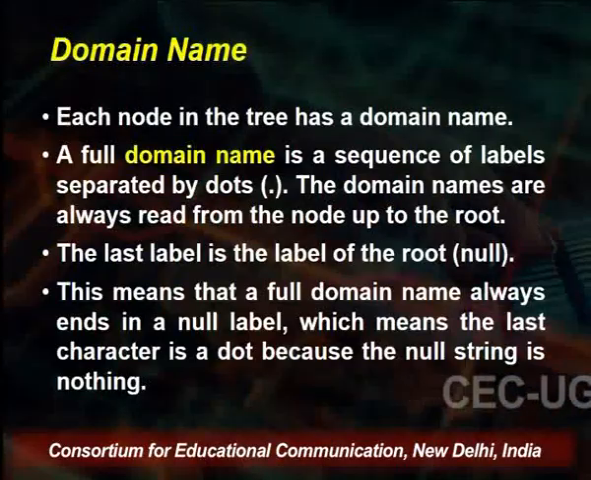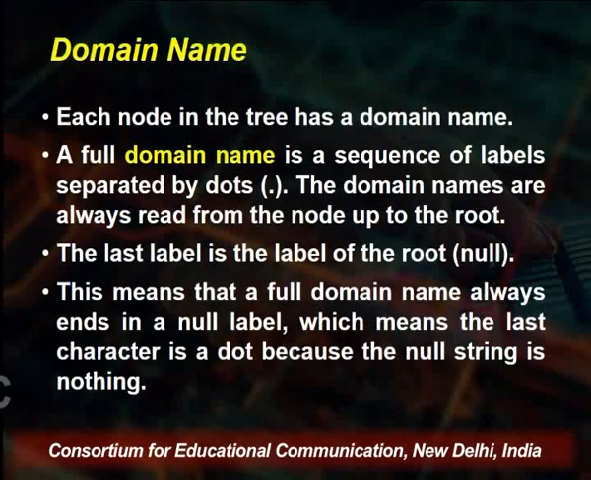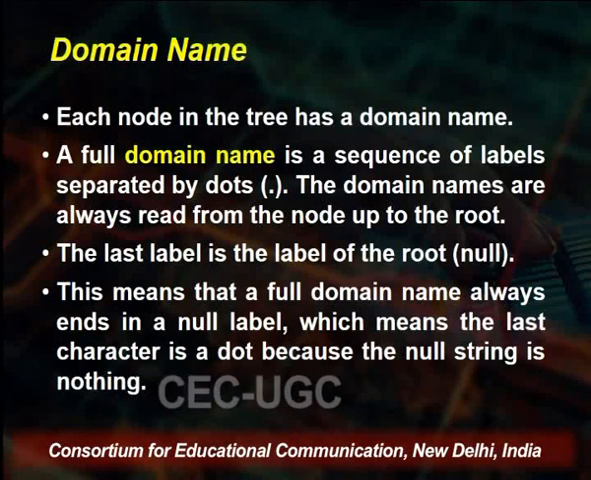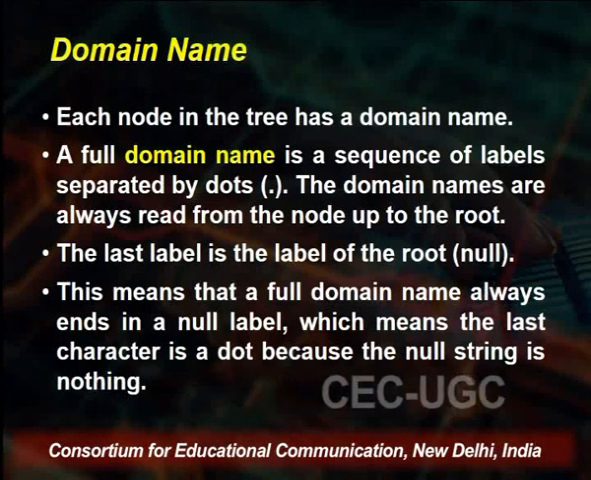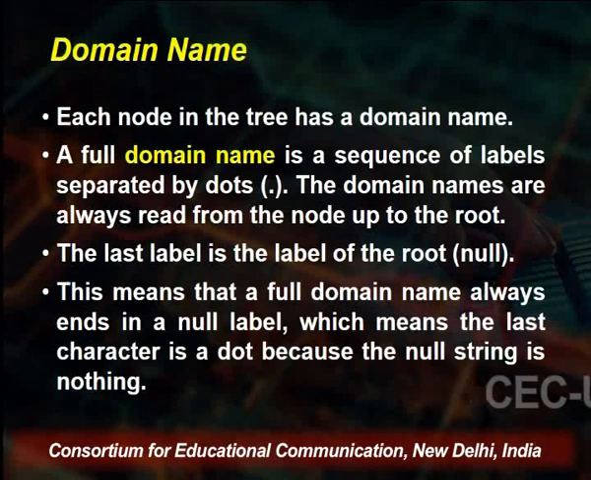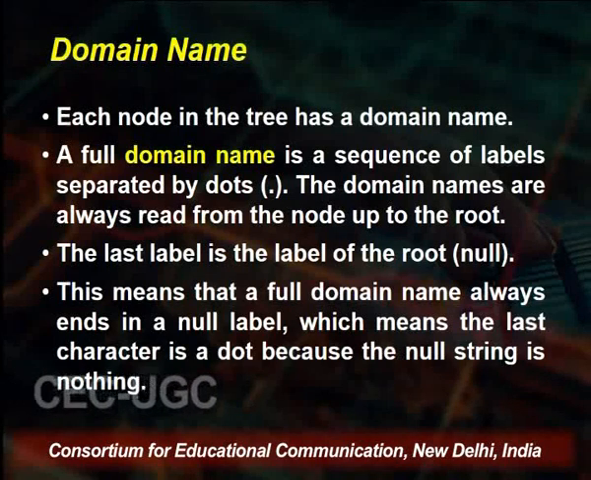Each node in the tree has a domain name. Every node has a domain name. A full domain name is a sequence of labels separated by dots. We always read the domain names from the node up to the root. So we go from the bottom of the tree to the top of the tree, and the root label, which is the last thing to come, is a null label.